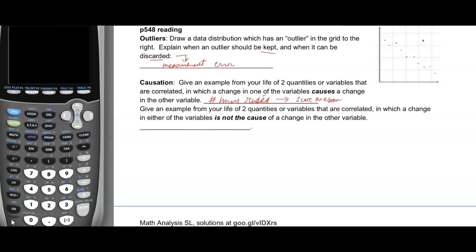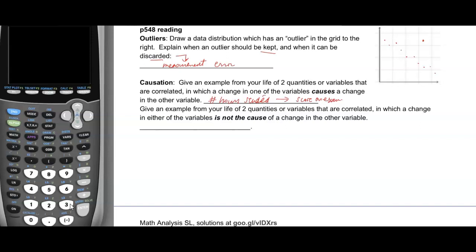Give an example from your life of two quantities or variables that are correlated in which a change in either variable is not the cause of a change in the other variable. What if you take like the grades in two different classes for different people? So like, let's say that one person has a certain grade in math and a certain grade in English, and another person has another grade in math and another grade in English.